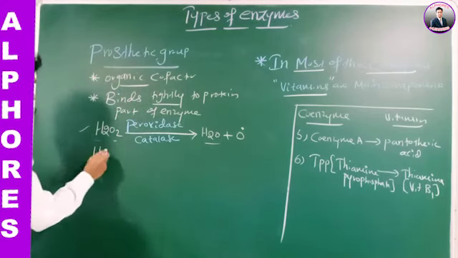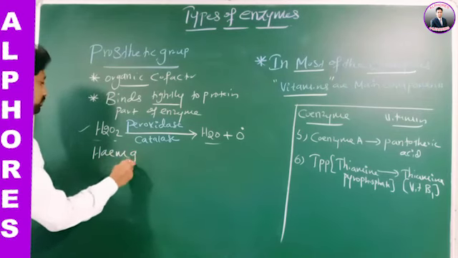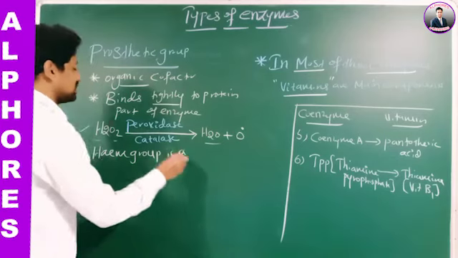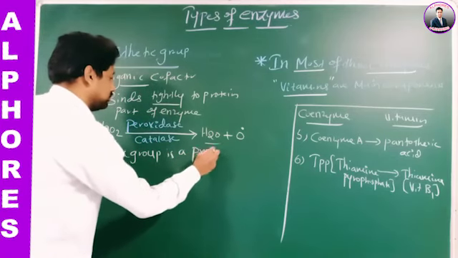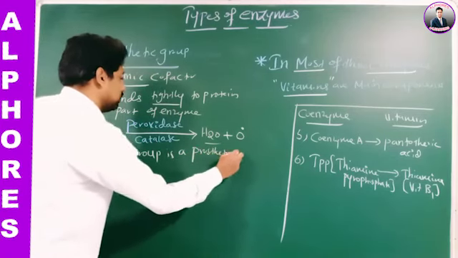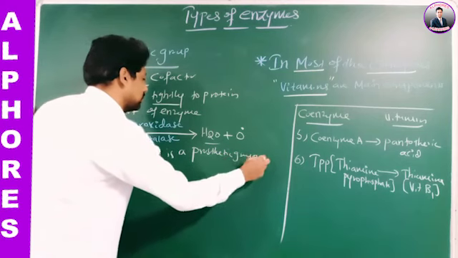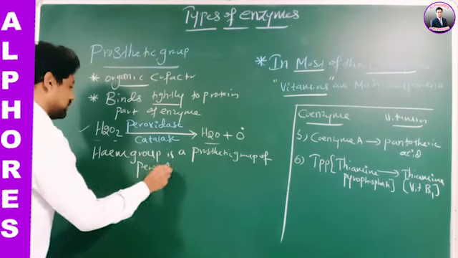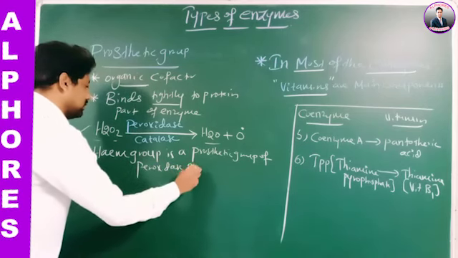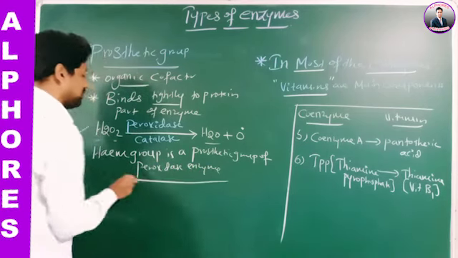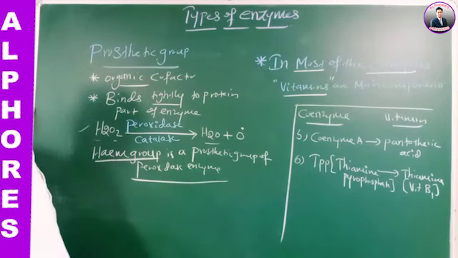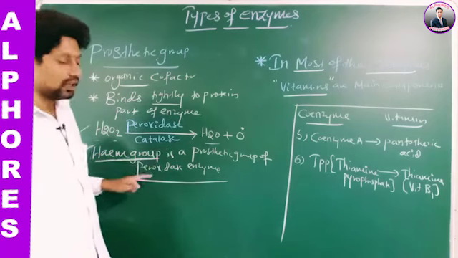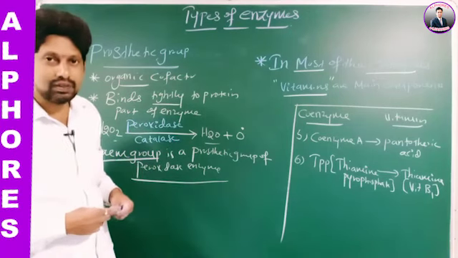Therefore, the heme group is a prosthetic group of which enzyme? Peroxidase enzyme. Heme group is a prosthetic group of peroxidase enzyme. Right? Thank you.